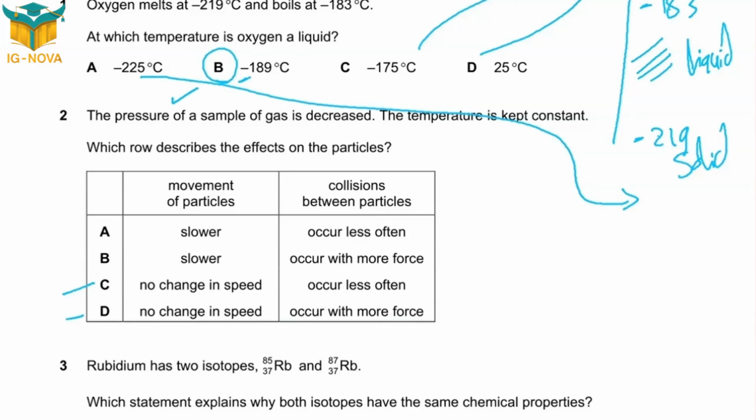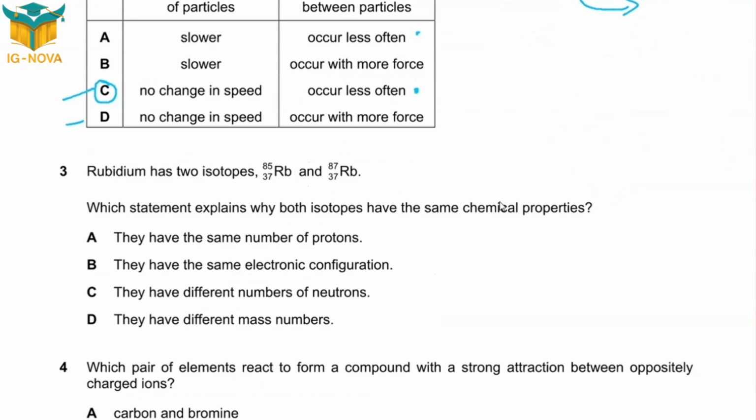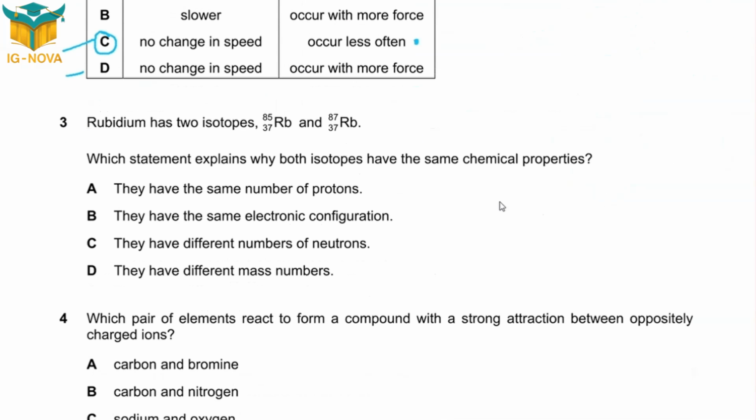So this is what captured my eye. The temperature is kept constant, so no change in the speed. Collision between particles: since pressure has decreased, the collisions will be less often. Right? Less often is present. So by cancellation of wrong options or trial and error, we end up with this. So don't forget, temperature affects speed, pressure does not.